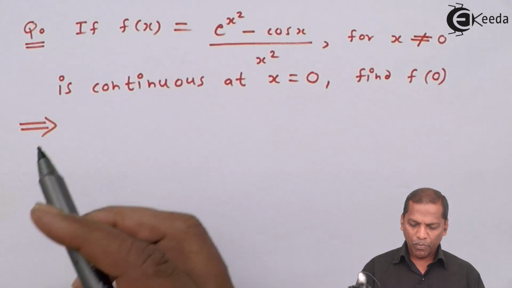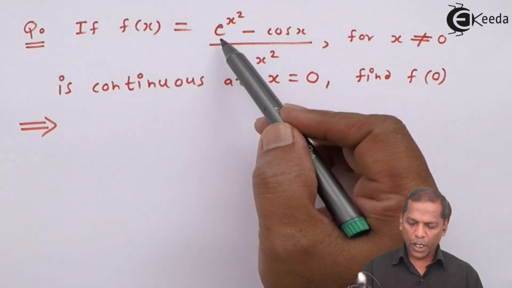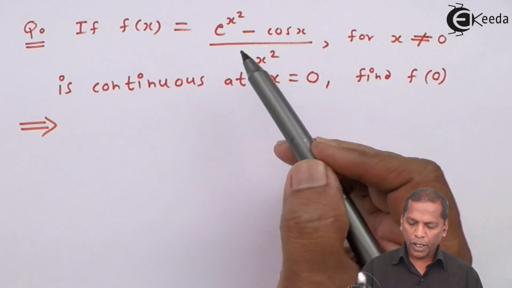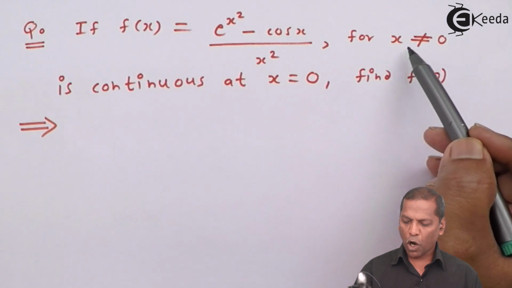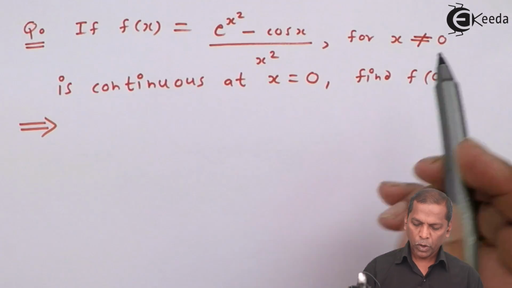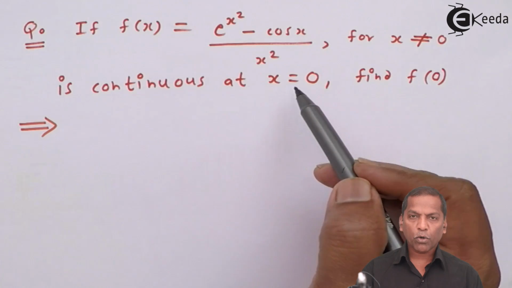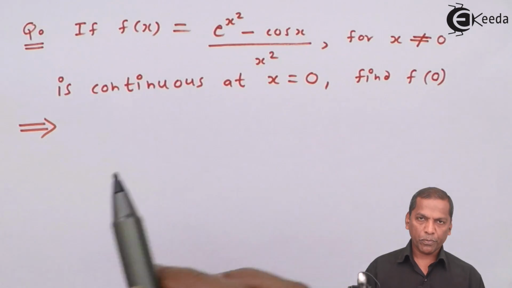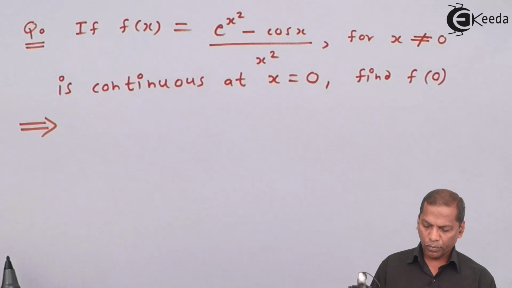The question is, if f of x is equal to (e raised x square minus cos x) divided by x square, for x not equal to 0, is continuous at x equal to 0, find f of 0. Now let's see the solution.